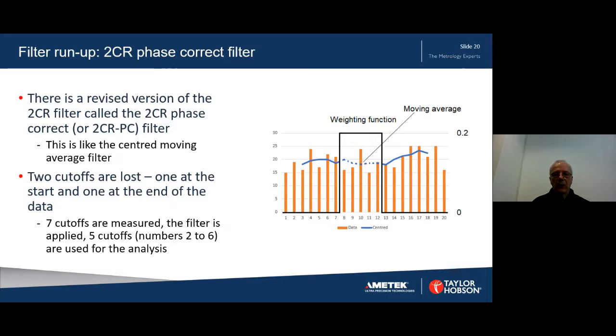There is a revised version of the 2CR filter that is symmetrical about the center. This is usually implemented by filtering the data using a 1CR filter and then filtering the data in the reverse direction using a second 1CR filter. As before, we lose 2 cutoffs for filter run-up, but this time we lose 1 cutoff from either end of the dataset. This means that to analyze over 5 cutoffs, we need to measure 7 cutoffs. As the filter run-up is 1 cutoff from each end, the analysis will be performed on cutoffs 2 through 6.